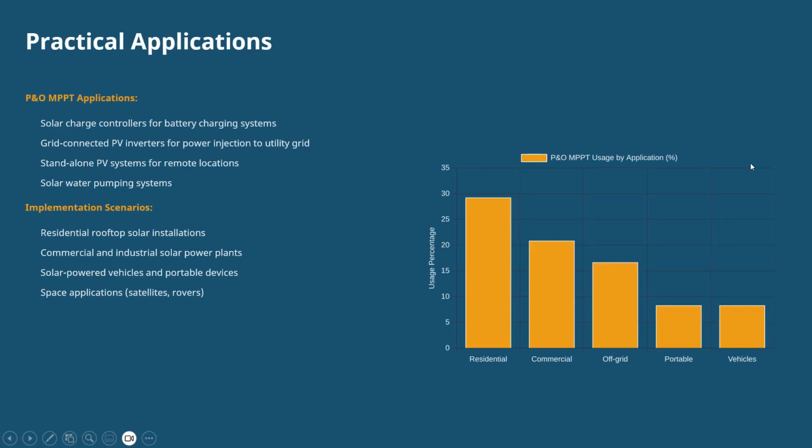We move to the next, practical applications. P&O MPPT is used in a variety of applications such as solar charge controllers for off-grid systems, grid-tied inverters for residential and commercial PV systems, and standalone systems in remote areas. Over here, this is the graph where we use residential, commercial, off-grid, portable, and vehicle. For solar powered pumps and vehicles, we can use P&O MPPT. It is even used in space systems like satellites due to its reliability and simplicity. Because of its broad applicability and cost effectiveness, P&O remains one of the most widely deployed MPPT algorithms today. So we move to the next slide.